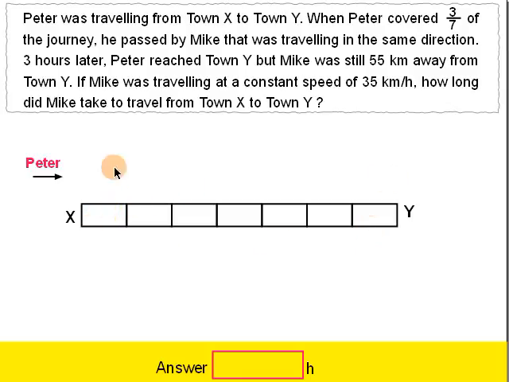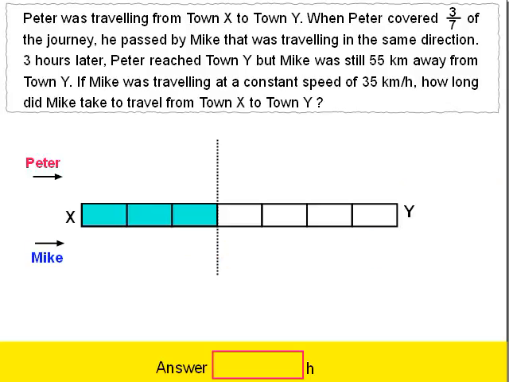Okay, tau x, tau y. Peter was traveling from tau x to tau y. We cut the total distance into 7 equal portions, because of the fraction given to us, 3/7. After Peter traveled 3 portions, he met up with Mike, traveling in the same direction.